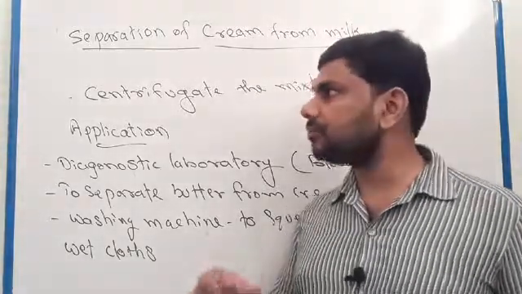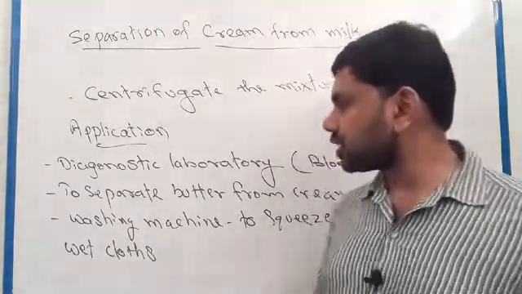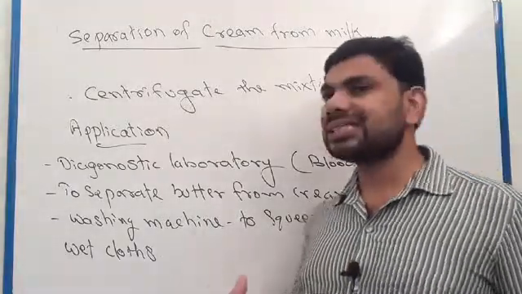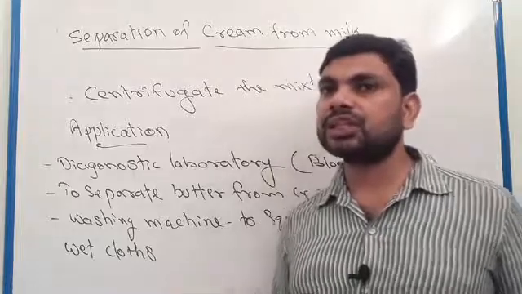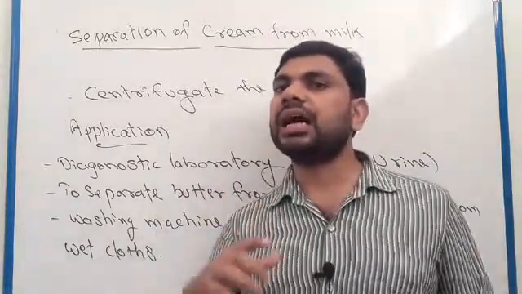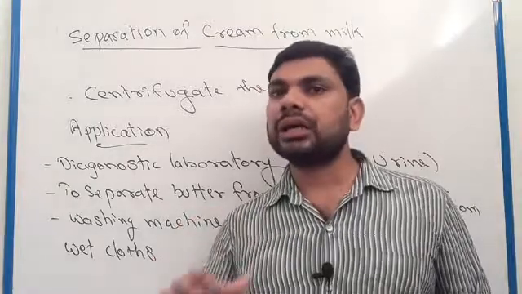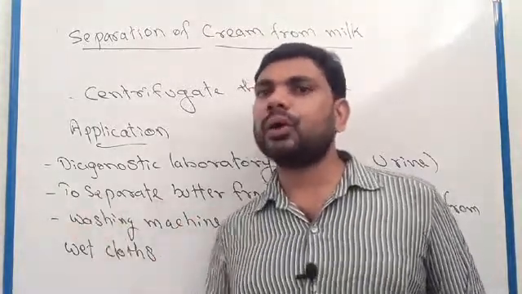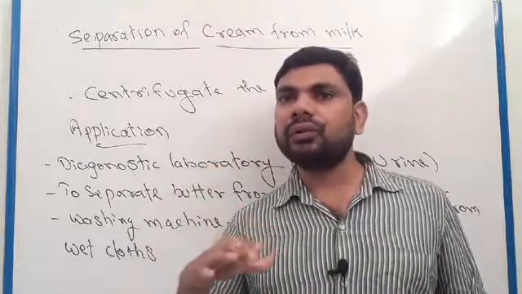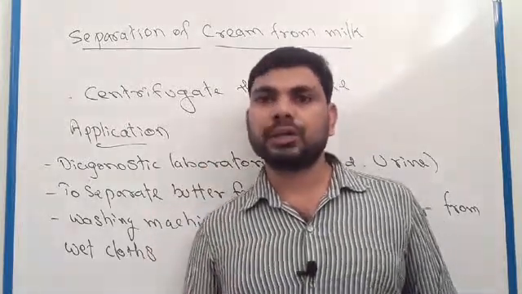So cream from milk, butter from cream, this type of separation we use centrifugation. Centrifugation means the mixture rotates very fast, helping to separate cream and milk, or solid and liquid. We can separate them by this method.